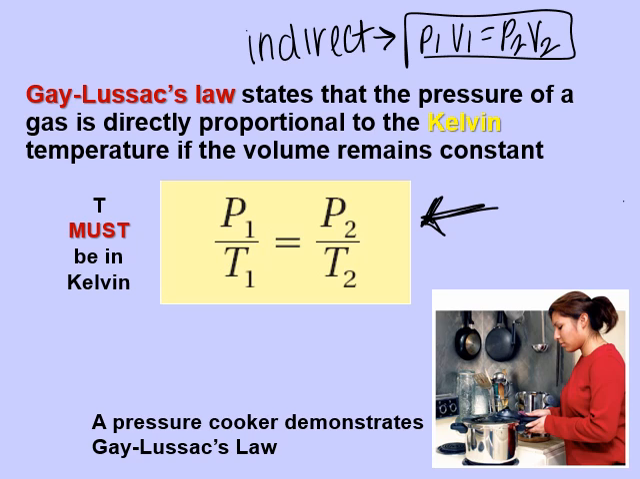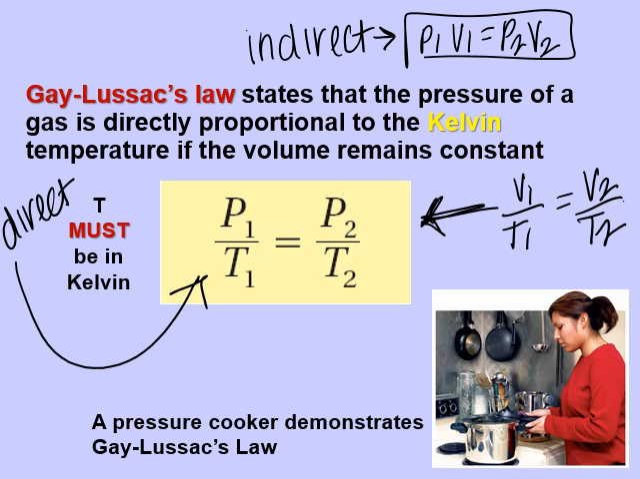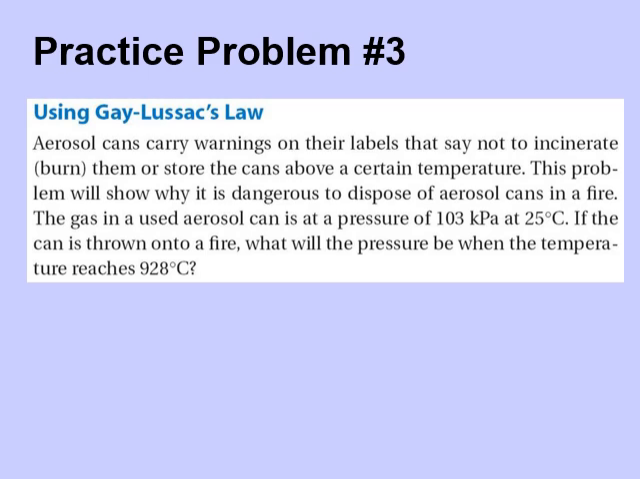So in this one, just as in the last one where we talked about volume and temperature, we had V1 over T1 equals V2 over T2. Any direct relationship is going to have fractional relationships. So that's just one way that you can help keep them straight. So Gay-Lussac's law is P1 over T1 equals P2 over T2. Again, temperature here must be in Kelvin. Pressure can be in any sort of unit, but whatever one of your pressures is, the other one has to match. So let's do this practice problem.